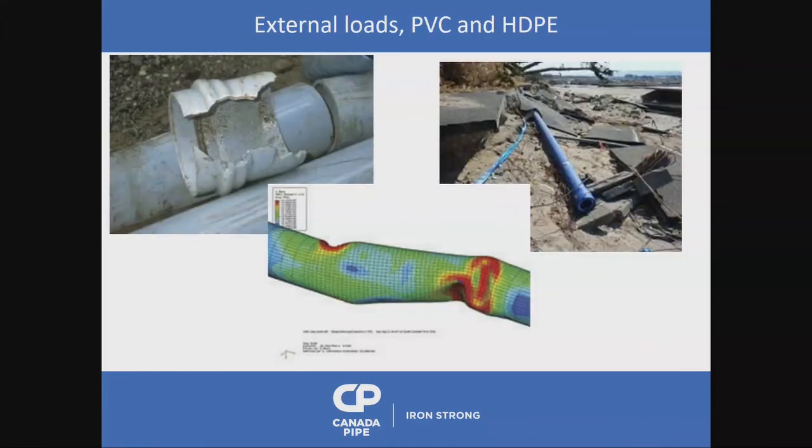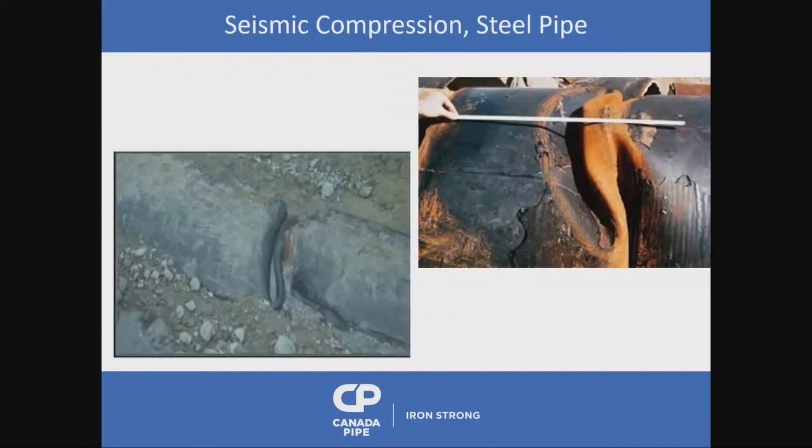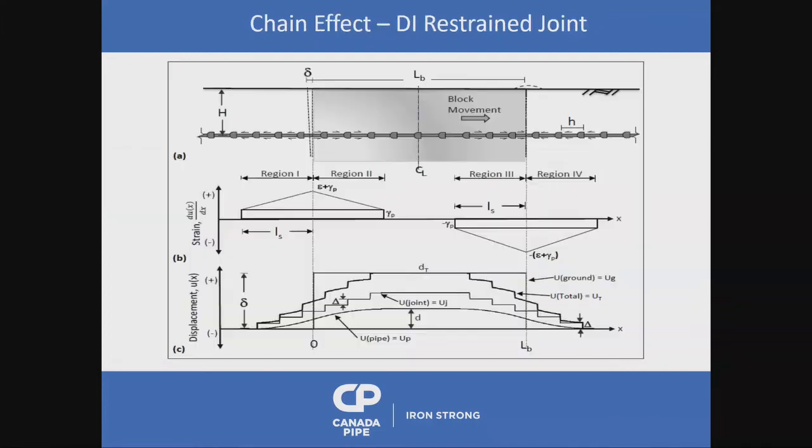There we go. So when we talked about liquefaction and trench problems, this is what happens when you're talking about external loads on the two other guys. So that's what we have to worry about when we're talking about earthquakes. This is steel pipe, and this is a compression of steel pipe when it's in an earthquake. This was actually done in California, and the steel pipe just crushed under the weight. And this is the chain effect that we talk about.